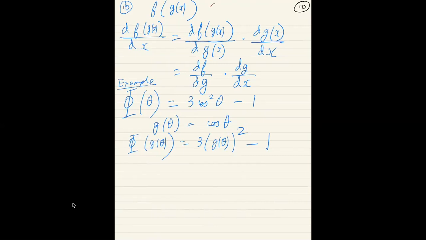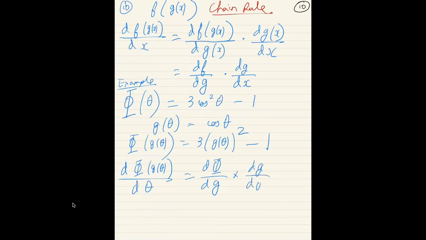By the way, this rule is so important. It's got a name of its own, just like the last one was called product rule. This one is called the chain rule. Super important. So now you can see that d of phi of g of theta with respect to theta is going to be d phi with respect to g multiplied by dg by d theta.